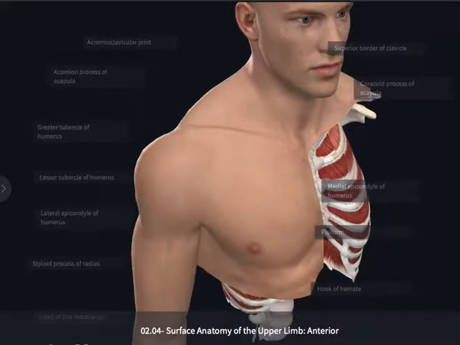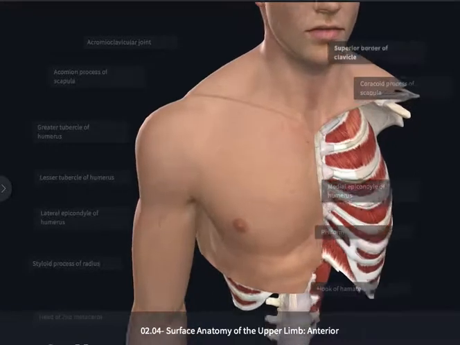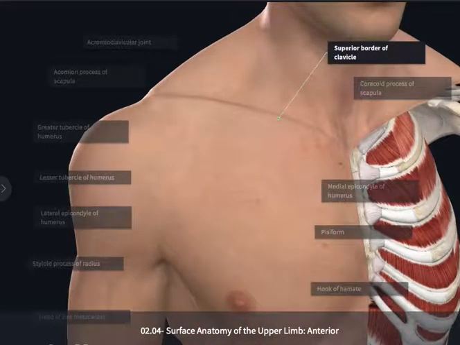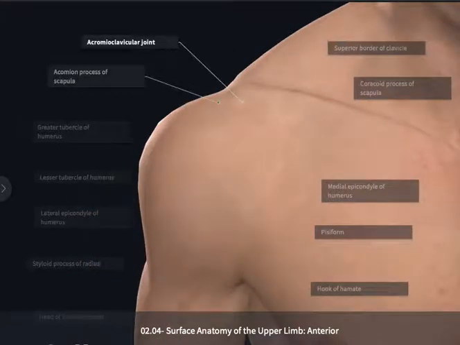viewed. Let's begin looking at the surface landmarks anteriorly in the upper limb with the clavicle. Recall that the clavicle was one of the two bones involved with the shoulder girdle, and it is going to be attaching from the manubrium medially and laterally out towards our scapula. The point of attachment of the clavicle to the scapula is at the acromioclavicular joint. So a physician would be able to palpate along the superior border of the clavicle until it meets up with the acromion process of the scapula, and then palpate the acromioclavicular joint.